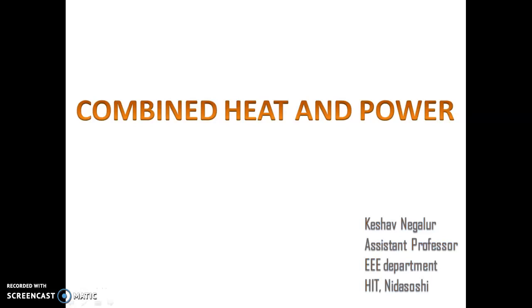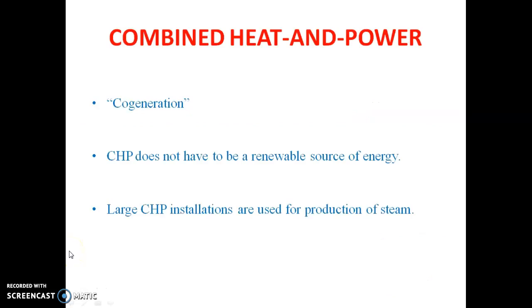Today we are going to discuss combined heat and power in distributed generation. So what is combined heat and power? It is the direct combustion of organic matter, used to produce steam or electricity. It is also known as cogeneration.